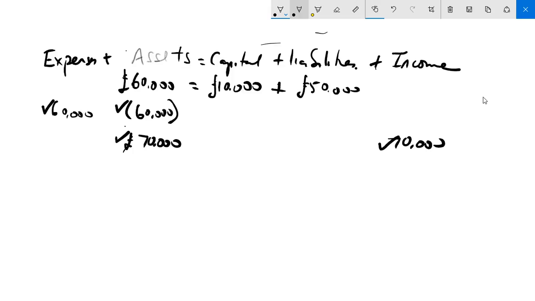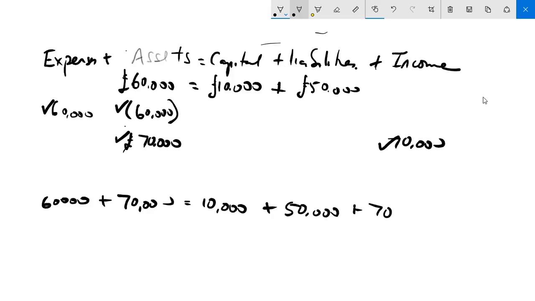Now, let's look at our equation right now. We have 60,000 over here, plus 70,000 over here, because this 60,000 is cancelled out by this 60,000. And this is equal to 10,000 plus 50,000 plus 70,000. And 60 plus 70 is 130. 10 plus 50 is 60, plus 70 is 130. So our equation is still very much balanced.